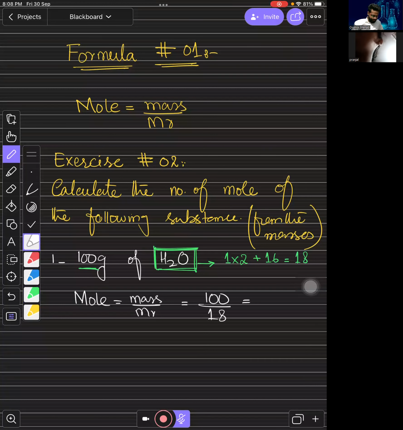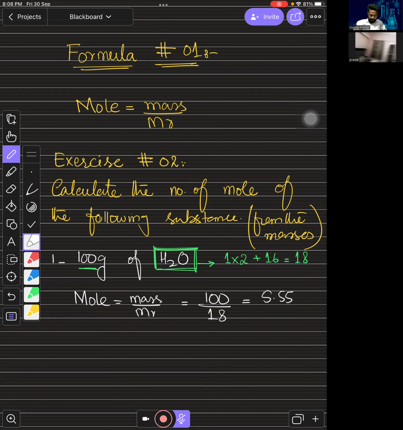It is 6.25. This is 100 divided by 18. It is 5.55. These are actually 5.55 moles. Is that right, Bacho?